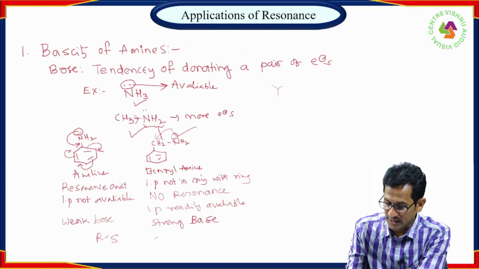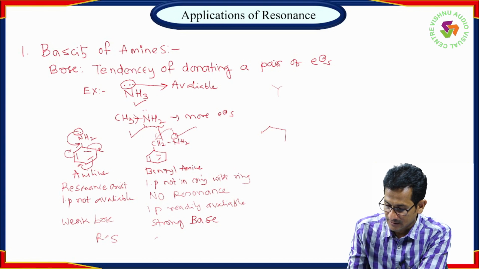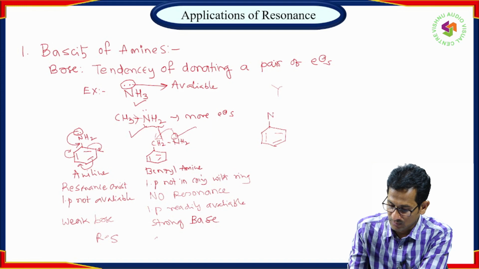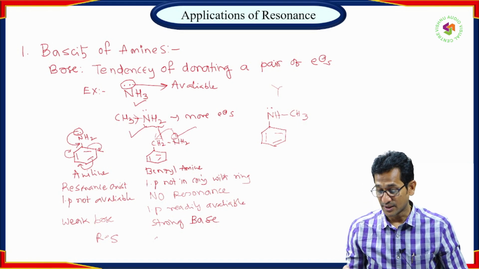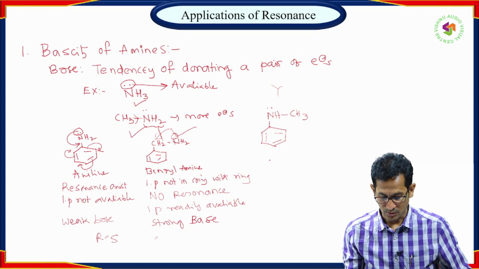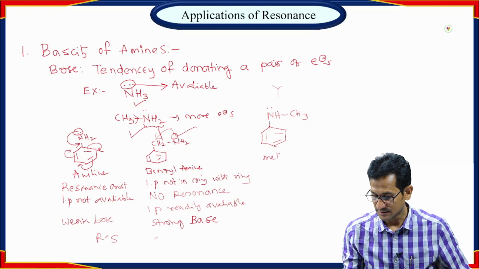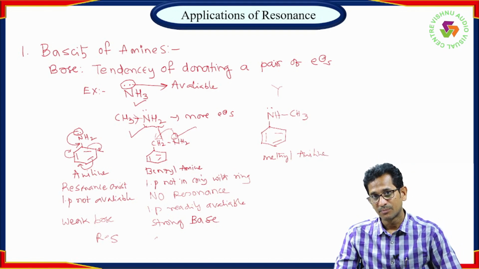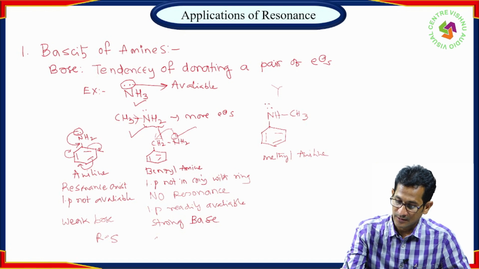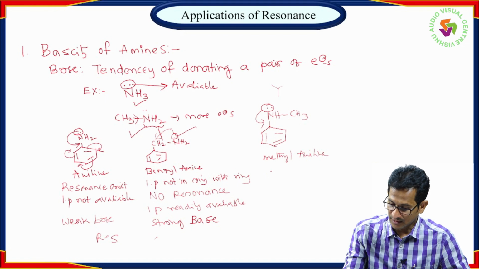I can compare one more example here. In between these two, we have NH, CH3. This is methyl aniline, a methyl substituted aniline. As in the previous case, this lone pair is involved in the conjugation, so resonance is possible.